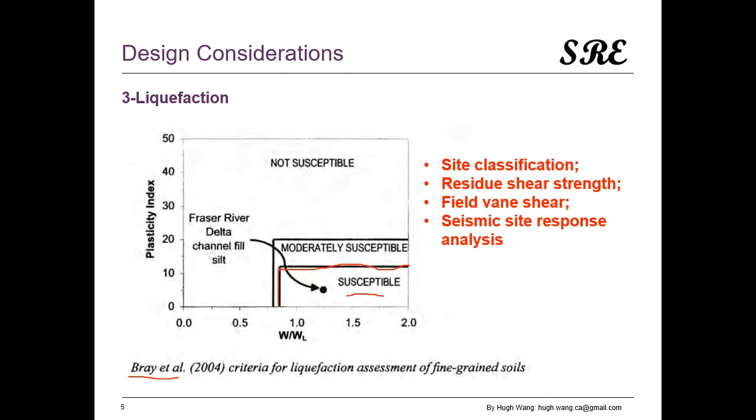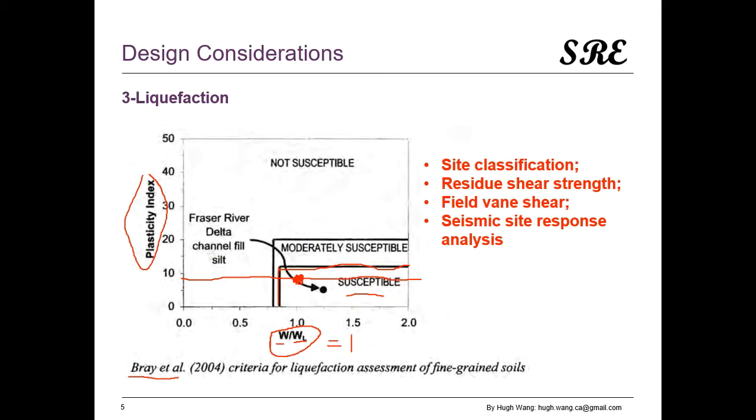What's our data? Our data is plasticity index. We have none, right? We have none. Remember, we have none. And water content liquid limit ratio, we got approximately 1, right? Because the moisture content we have is 25.1, liquid limit 25. So we got actually slightly greater than 1. Then the data for our soil would be over here. So it is within the liquefiable zone.